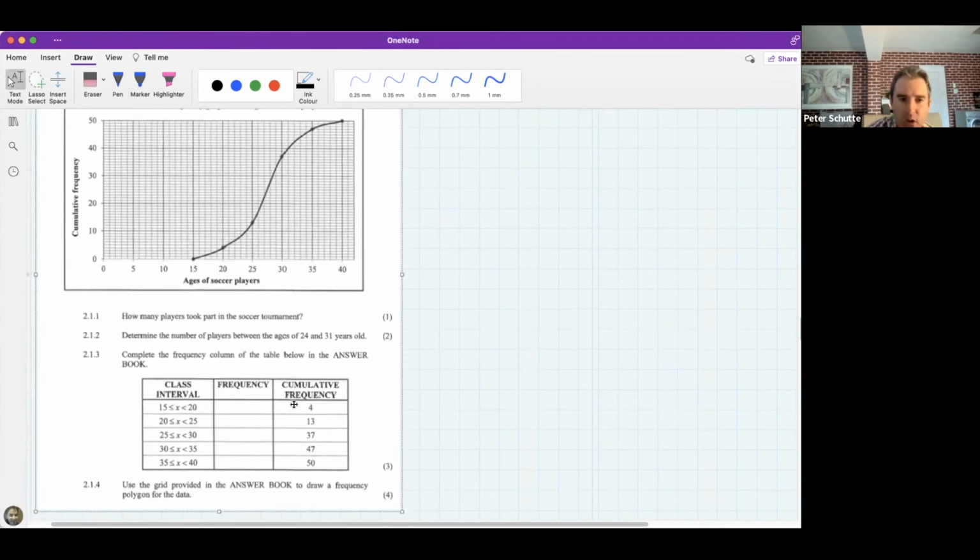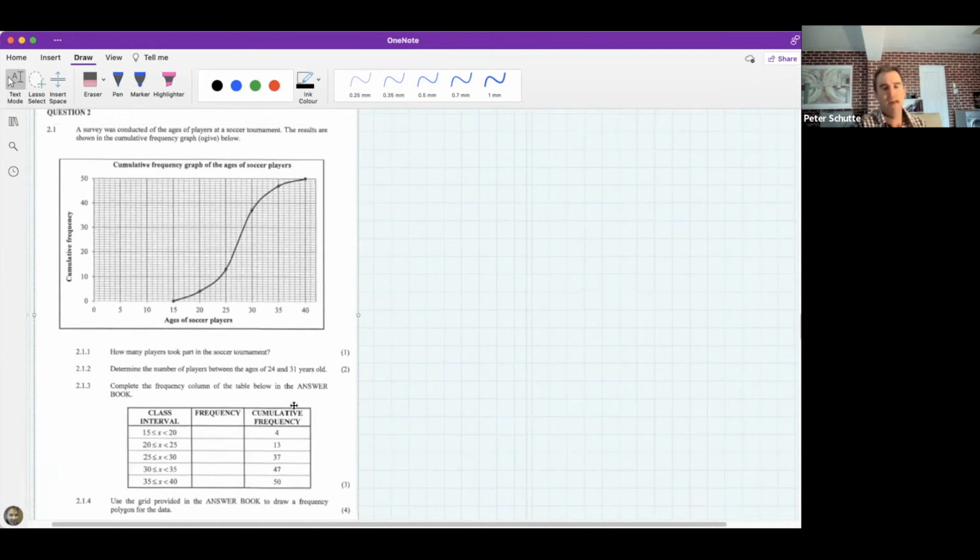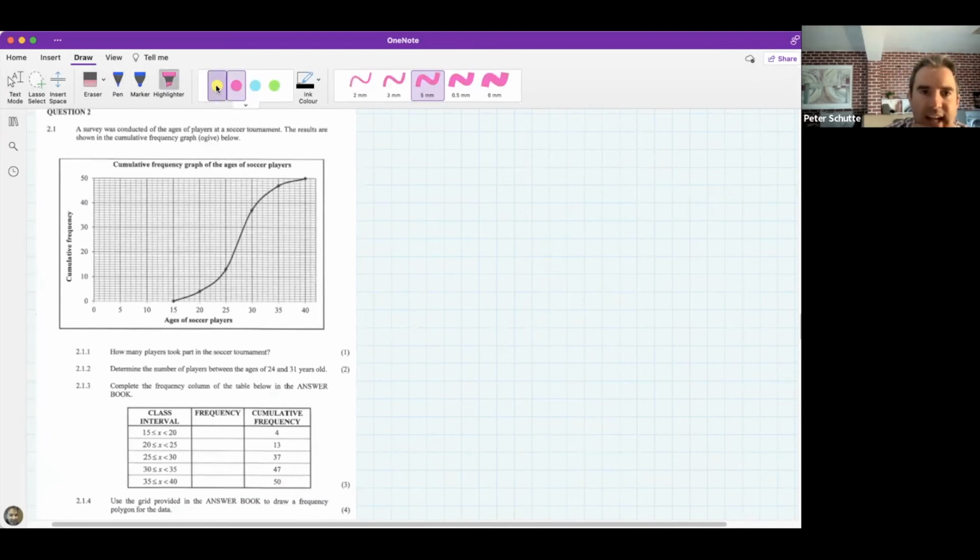Okay. So you're given the following exam question from an old exam, and you're given an ogive. I want to know 2.1.1. How many, these are players at a soccer tournament. I want to know how many players took part in the soccer tournament. Okay, so I hope you're all scanning your ogive and you look to the very top and you go, what is it in line with? It's in line with 50. And so 1 mark in the bag.